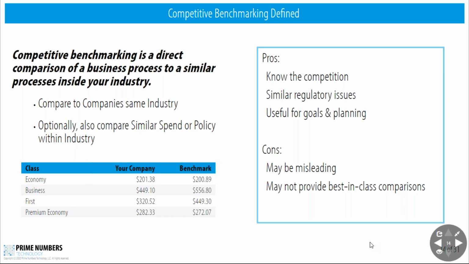Cons, it may be misleading, right? Looking at the industry may be very similar to looking at just yourself, depending on the homogenization within your industry. And it may not provide best-in-class comparisons. Whereas strategic benchmarking allows you to look at the widest possible set and pick the absolute best-in-class comparison to benchmark to, this may not. This may be too like for like.